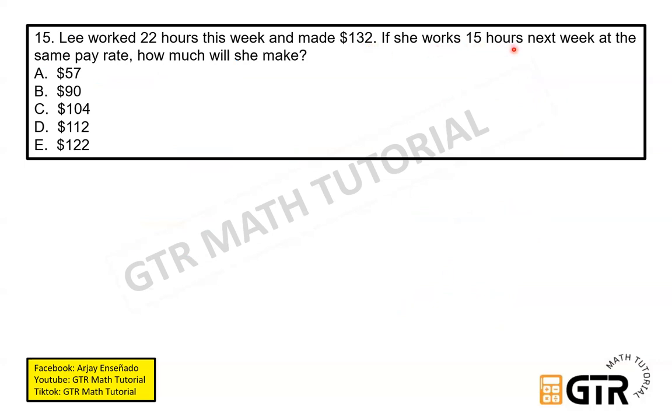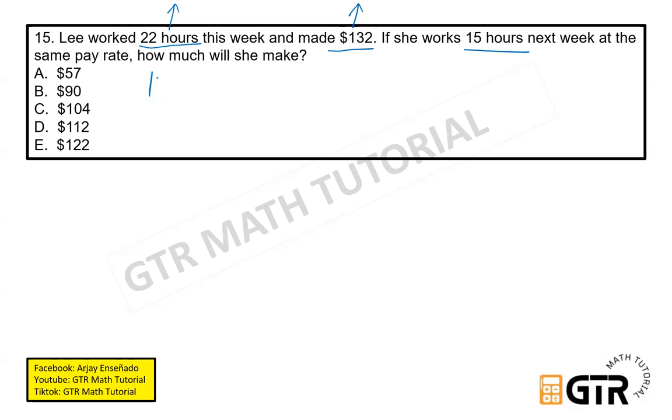If she works 15 hours next week at the same pay rate, how much will she make? Okay, so another type ng direct variation ito, kasi ang variable natin dito ay time, 22 hours, tsaka yung bayad sa kanya, 132. So syempre, habang tumataas itong hours, tataas din itong bayad sa kanya. Yung kikitain niya, 132. So therefore, direct variation lang ito. So if she works 15 hours next week at the same pay rate, how much will she make?